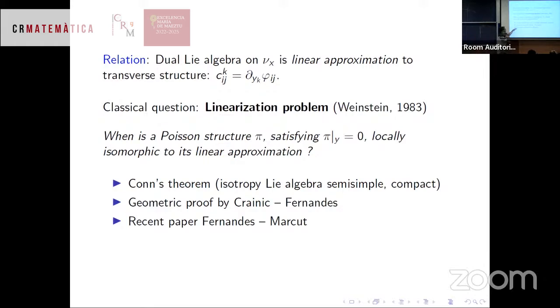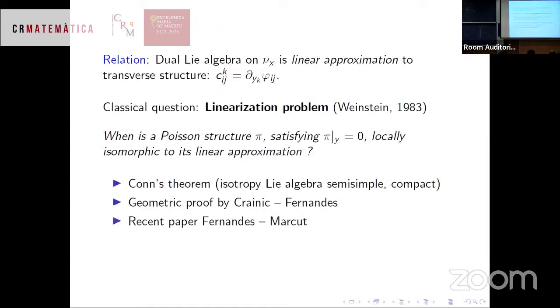And there is a very recent paper, maybe from last month or something, by Marcut and Fernandes, that generalizes all this to certain submanifolds of Poisson manifolds, including symplectic leaves, and this is very general, and you can find lots of references there, probably. Okay. Right. So the last thing I want to mention. So any questions so far?